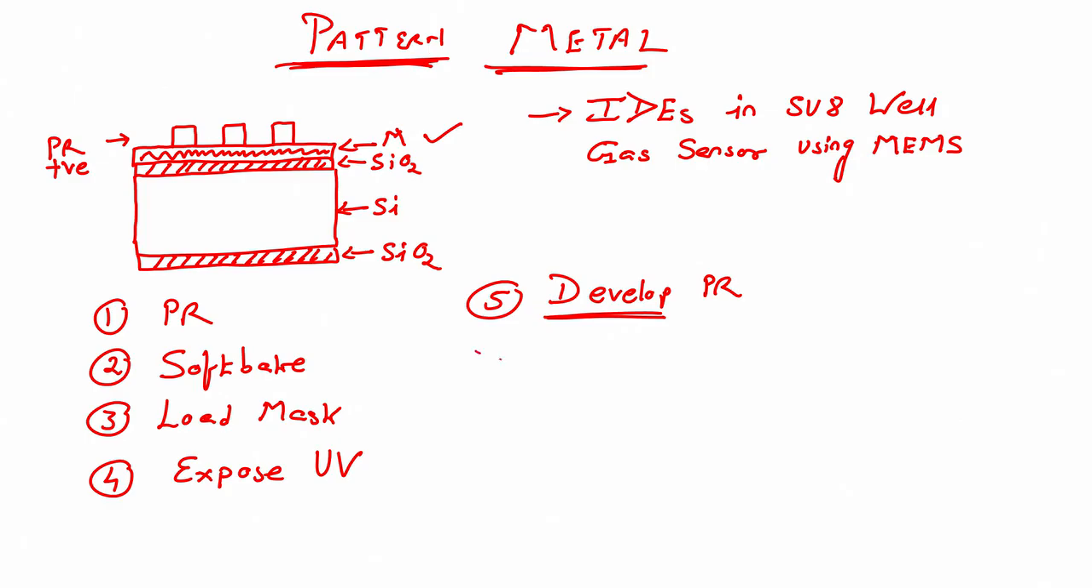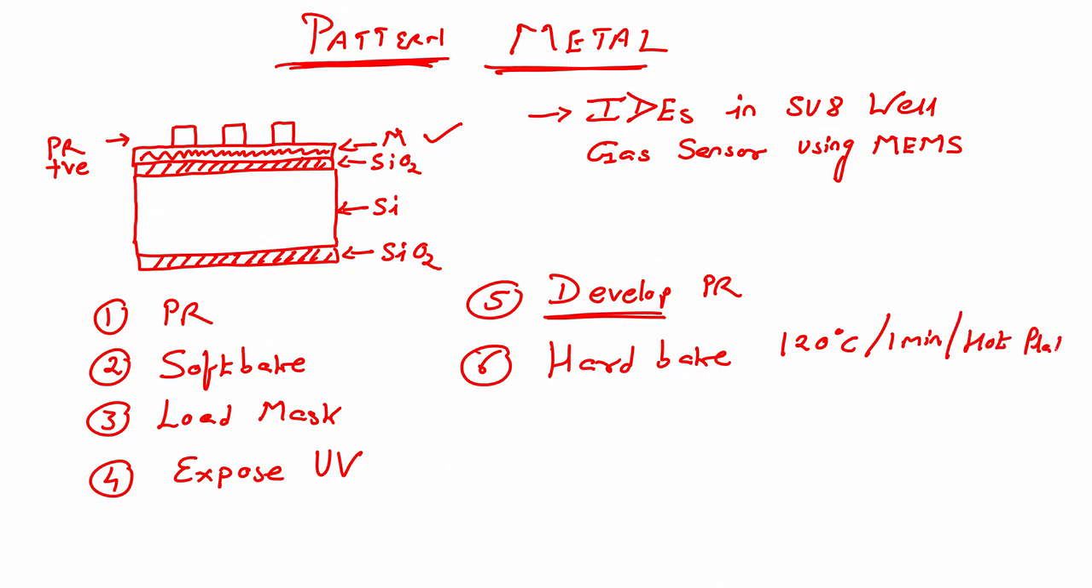So, the next step would be, after developing, we will do hard bake. Hard bake is done at 120 degrees, 1 minute, on a hot plate. Correct, 120 degrees, 1 minute, hot plate, hard baking. After that, what is the next step? The next step is to etch metal.